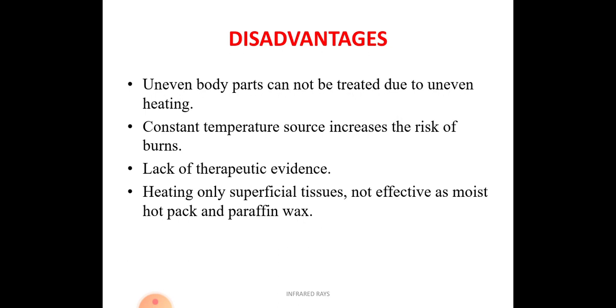Now what are the disadvantages? The disadvantage is that it is an uneven body part. Whenever it is an uneven body part, proper distribution of the heat will not be possible. Here in most of the IR bulbs there will not be any intensity knob, and there is no option of pulse, like we have the option of pulse in shortwave diathermy as well as ultrasound. Pulse means it is coming at regular intervals, so there will be on and off periods, but here it is coming with constant intensity, so definitely there are chances of burns.